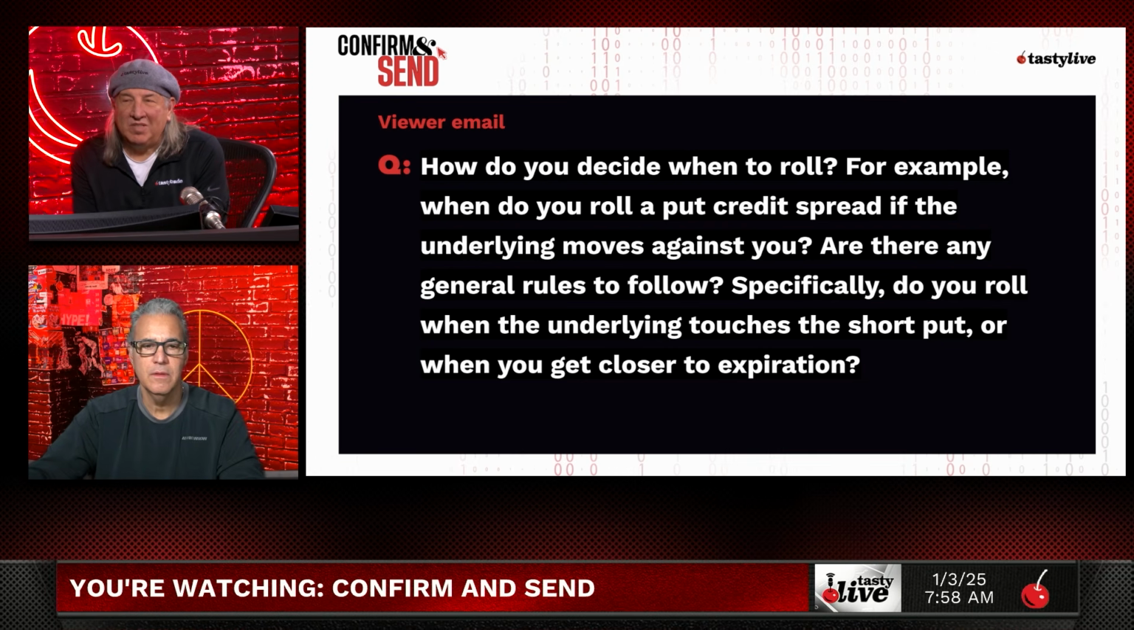Generally, we use two terms. One term is adjust, and the other term is roll. Roll means you're going from the current month to the next month. And for us to roll, we do that at 21 DTE, regardless of where the underlying is. It doesn't matter to us. Since it's a defined risk put credit spread, the chances of us rolling early for that are not very high. We're probably going to roll right around that 21 DTE.